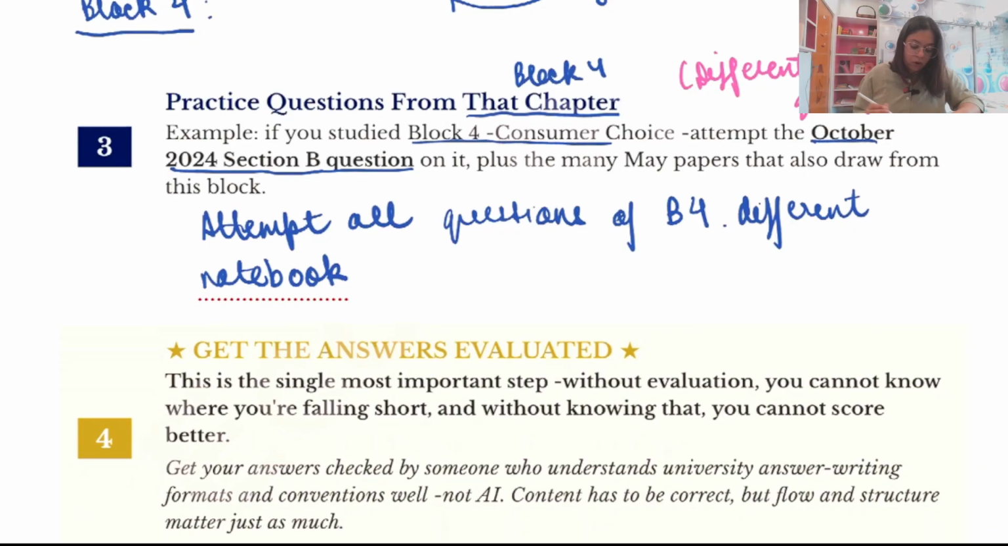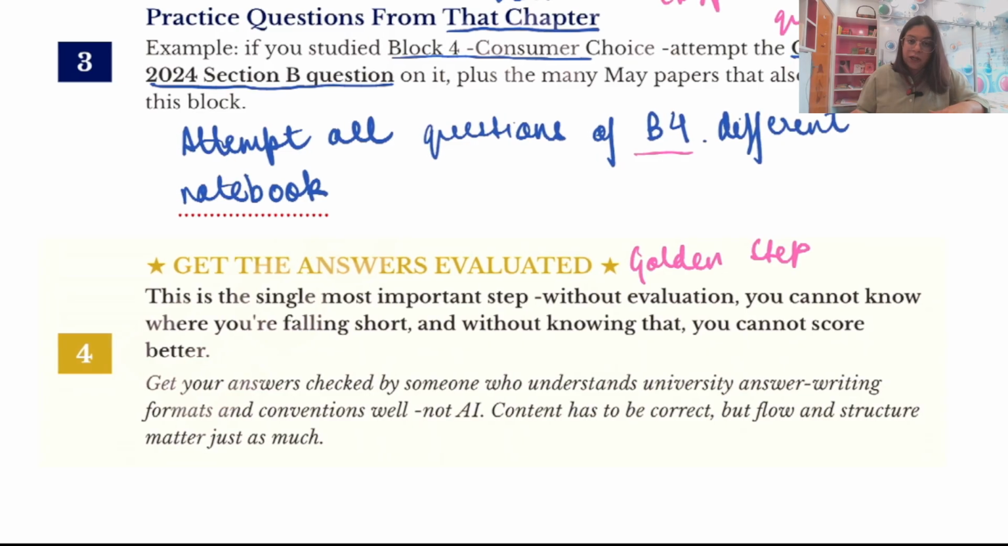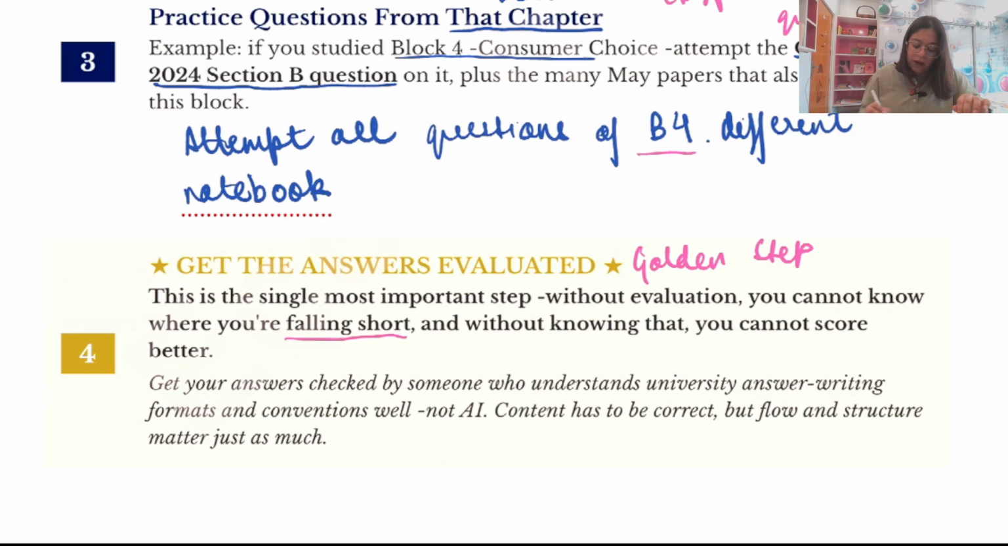Now this step, I call the golden step of the preparation. Why? Once you have attempted the questions of one block which you just studied, I've been taking the example of block 4, you have to get those questions evaluated. Because if you don't get them evaluated and you just move on, how will you know if you have done it correctly? How will you make sure that the mistakes you have, you do not write them in your main exam? So you have to get them evaluated to understand where you are falling short. And if you don't know that, we cannot have a good score. So you have to get your answers checked by someone.